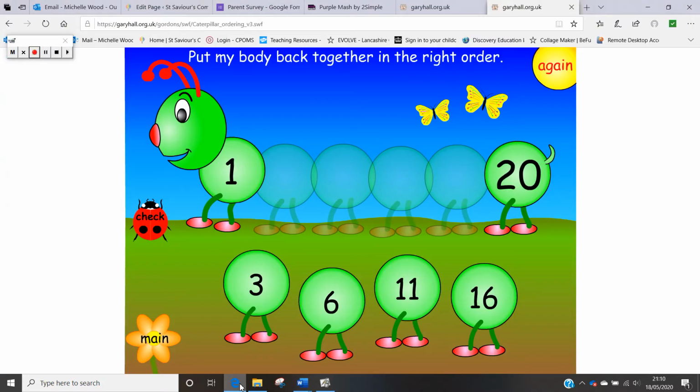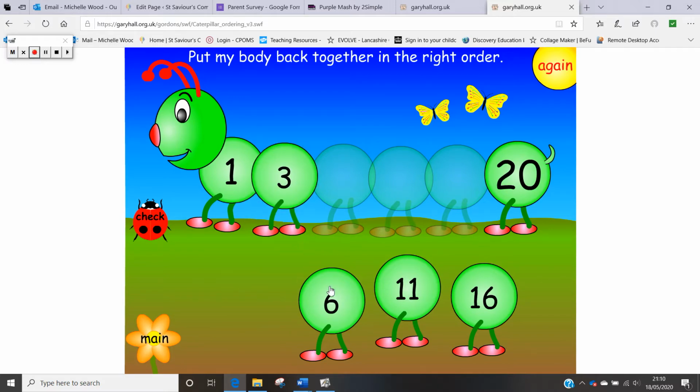So here we have got the caterpillar starts with number 1 and ends with number 20, and I need to put all these 4 numbers in the correct order in his body. So I need to look at the value of those numbers. So straight away I know that number 3 is less than number 6. So I know that 3 must come before 6, and I know that they definitely come before 11 and 16. So I'm going to put number 3 in first and number 6 in second.